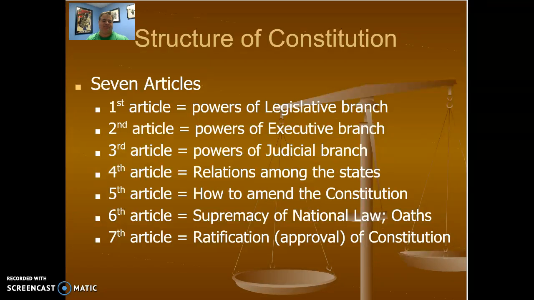state laws. It's an issue of conflict of laws. How do you resolve it when you have a federal system where you have multiple levels of government coexisting? It also had to do with prohibition of religious oaths, that kind of thing. And finally, the 7th article laid out the grounds to ratify the Constitution, or in other words, to approve it.